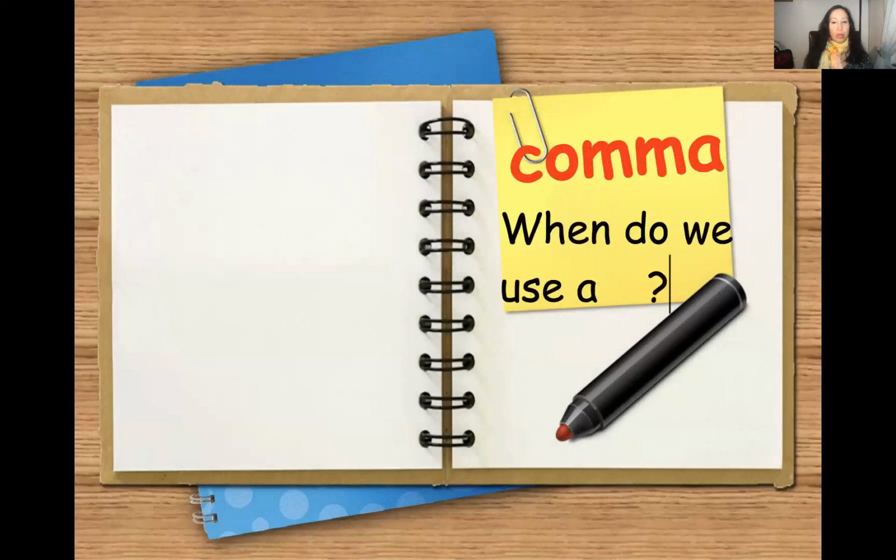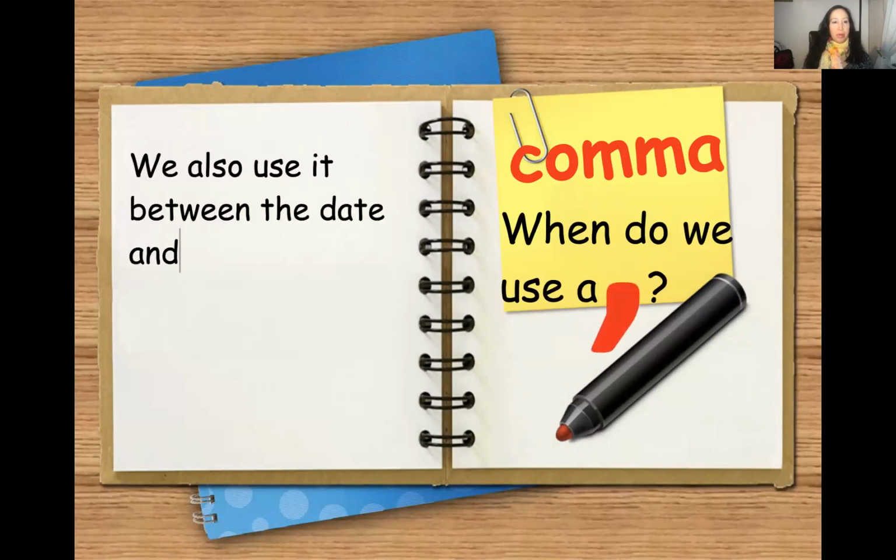When do we use a comma? Well, another example is we also use it between the date and the year. For example, it is February 4th, 2021. What's today's date? Put in the comments how you would use a comma for today's date.